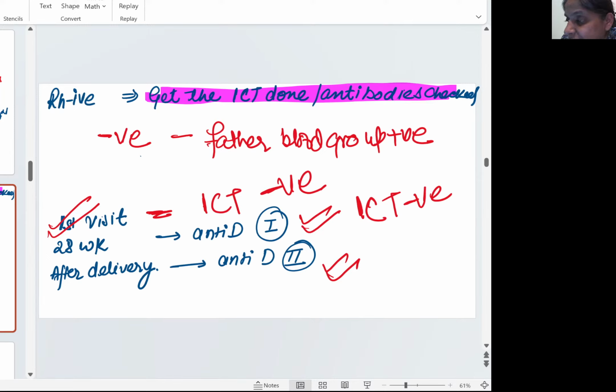Have you got this? Why is it done at the first visit? To see whether there is prior antibody formation or not. Why is it done at 28 weeks? Because we know that in the third trimester there are chances of feto-maternal hemorrhage. If the ICT is negative, then only we give anti-D. If the mother is not making antibodies, then only we should give the anti-D.